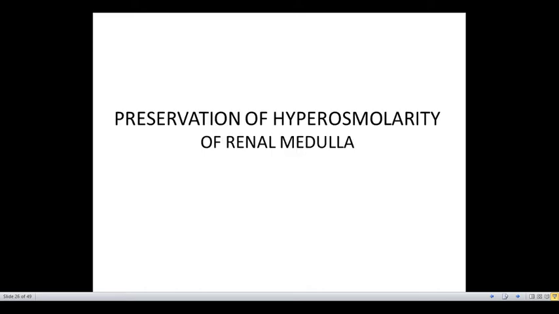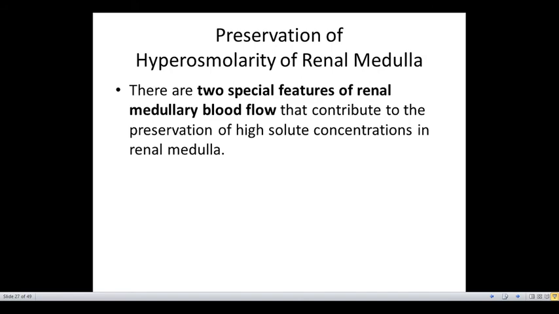Preservation of hyperosmolarity of renal medulla is important and requires a special medullary blood flow system. Otherwise, the solutes pumped into the renal medulla by the countercurrent multiplier system would be rapidly diminished. So let's talk about the preservation of hyperosmolarity of renal medulla.